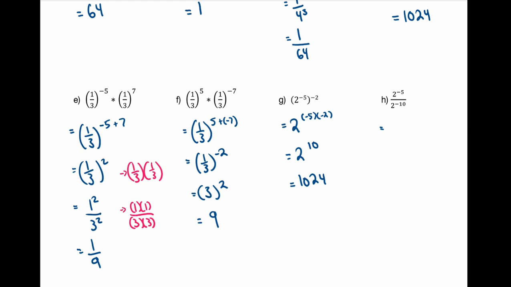Lastly, 2 to the power of negative 5 divided by 2 to the power of negative 10. I have two negative exponents, but I don't want to do anything with them until I simplify to a single power. When I divide exponents, again, the rule is to subtract my exponents. So negative 5 minus negative 10. I get 2 to the power of 5. It's already a positive exponent, so I don't need to worry about changing anything now. And 2 to the power of 5 is 32.